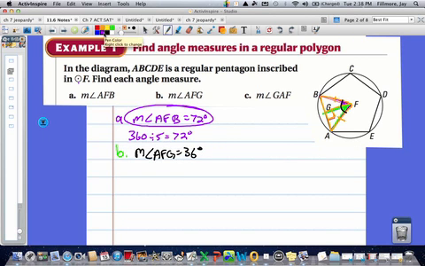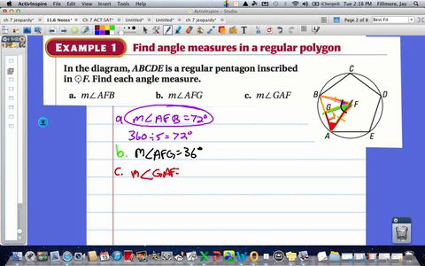And lastly, we want to find the measure of angle GAF. I'm sorry, let me fix that a little bit. It's kind of messy. GAF, which is this angle down here.